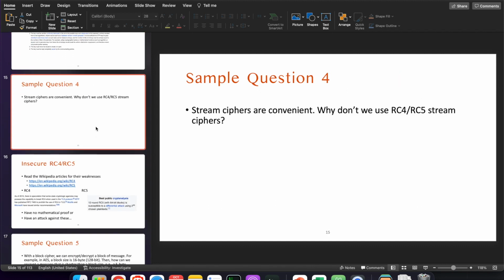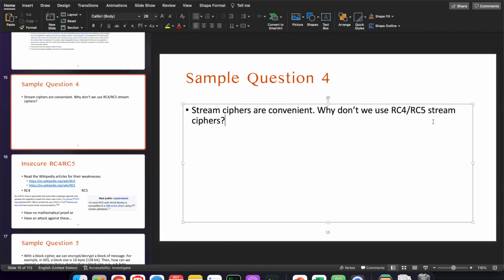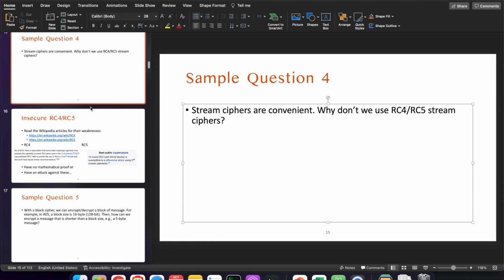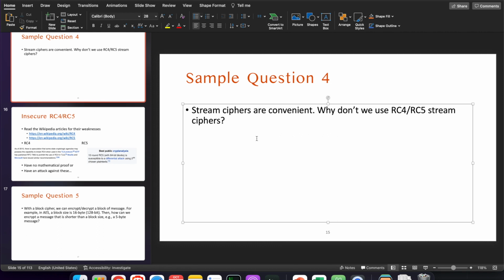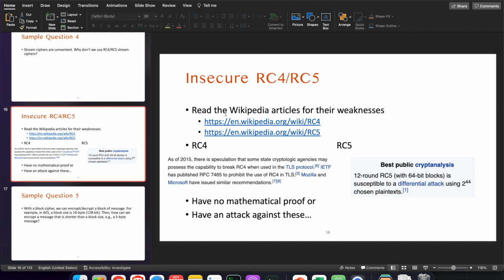Sample question number 4. Stream ciphers are convenient. Why don't we use RC4 or RC5 stream ciphers? Now, I believe you might have forgotten about stream ciphers. We didn't cover that much, but the important thing is there is a reason that we don't use RC4 and RC5 stream ciphers. In that regard, please study the following slide, this one, about why we don't use RC4 and RC5.